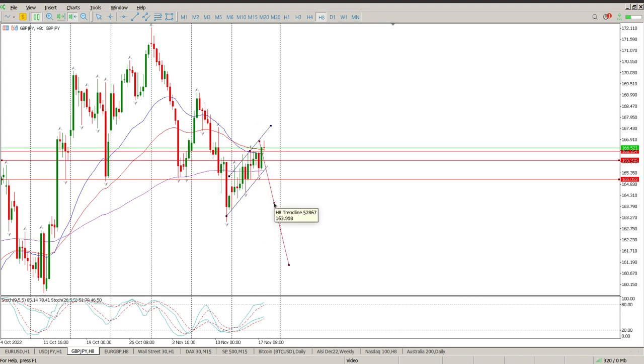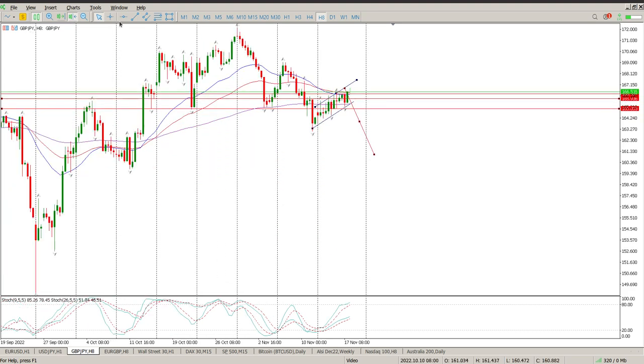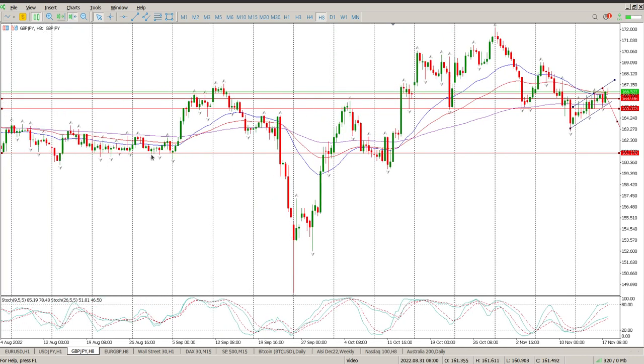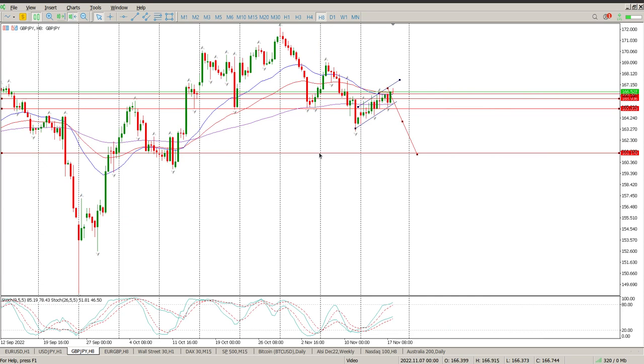And it's going to be something like that, which takes us all the way back down to this area here. And if you look to the left, you'll see there's a lot of support there. So that would be 161.170. So yeah, lots to watch here, but this is a long game. So pay very close attention on the higher time frames.